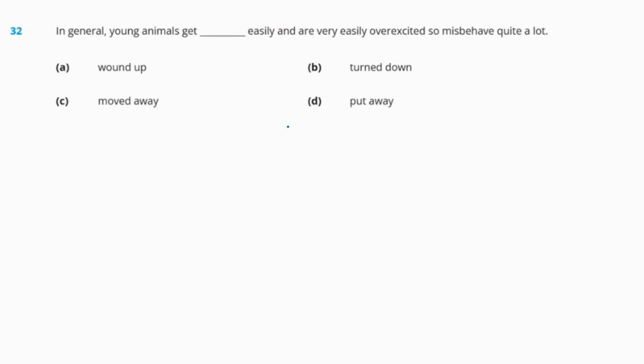Next question is: in general, young animals get dash easily and are very easily overexcited so misbehave quite a lot. Okay, options are option A, wound up, option B, turned down, option C, moved away, and option D, put away. So out of these options, the right answer will be option A, wound up. So what does this mean? This can be said as easily hurt. In general, young animals get hurt easily.